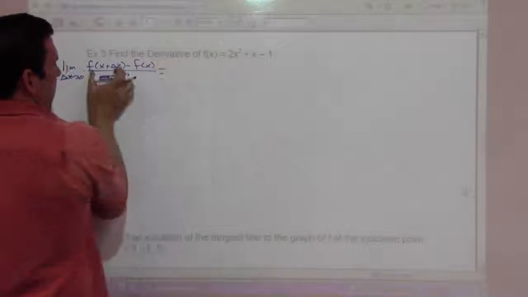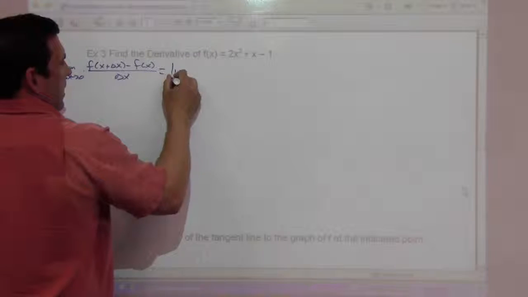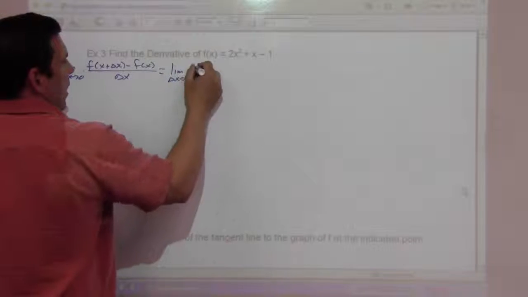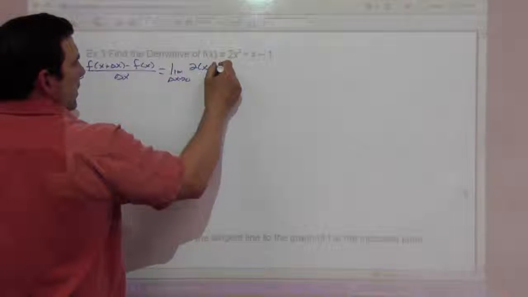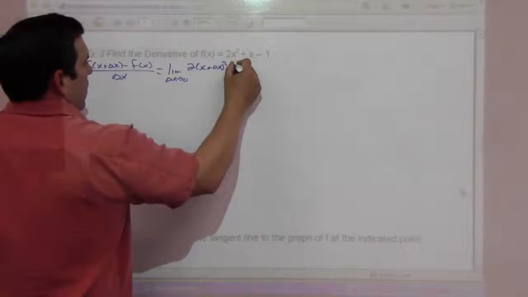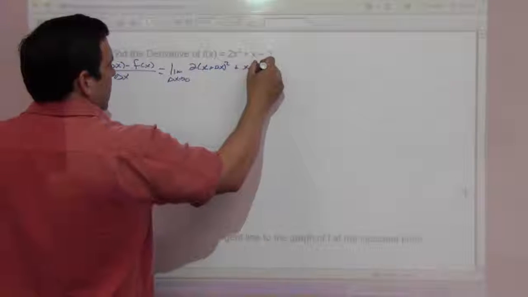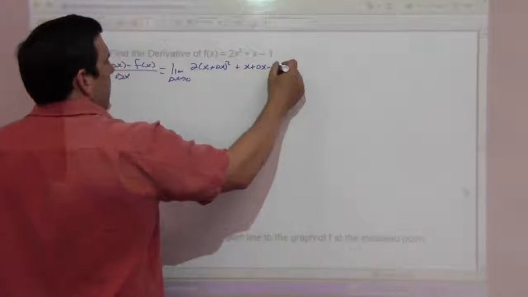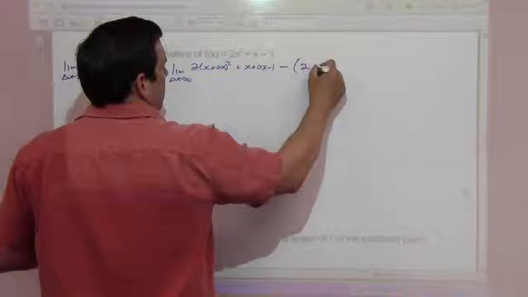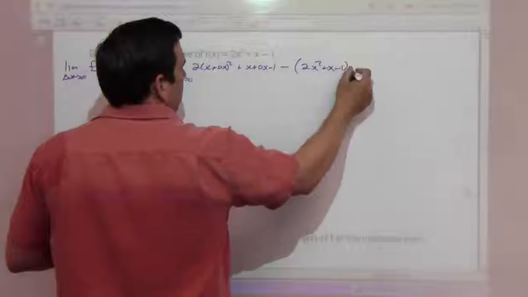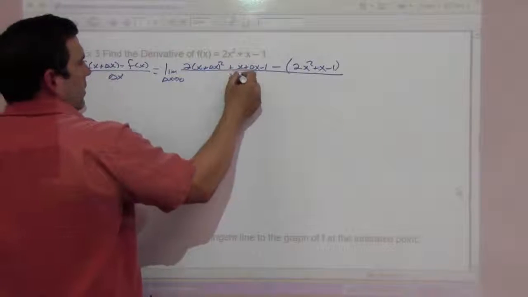That's going to be what? I'm going to put x plus delta x in place of this x. The limit as delta x goes to 0 of 2 times x plus delta x squared plus x plus delta x minus 1, minus 2x squared plus x minus 1, all over delta x.